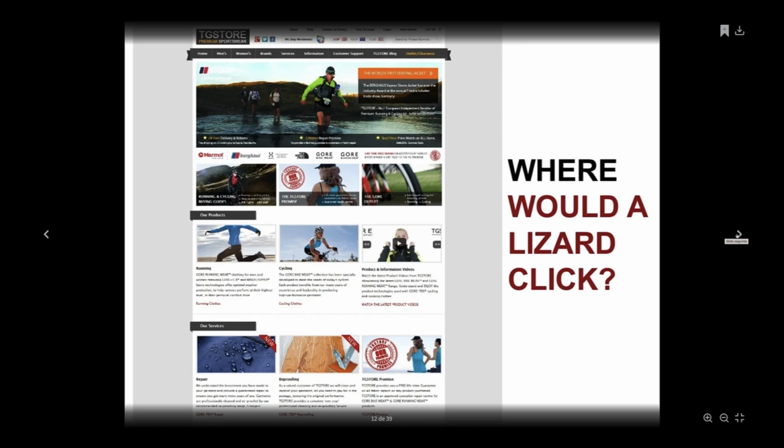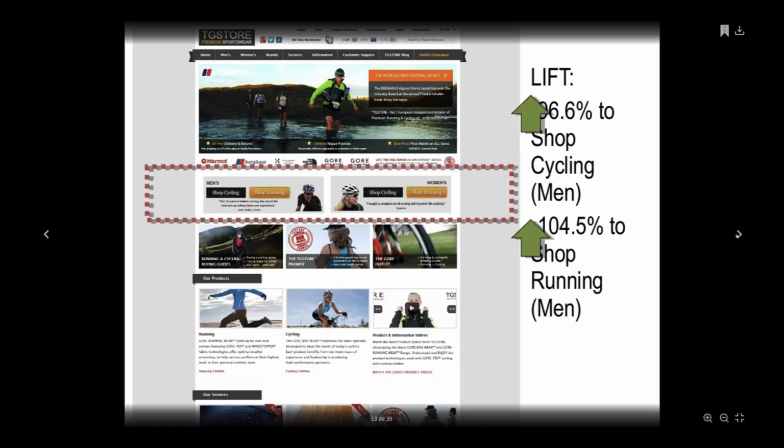So think about what you might do here. Here is what we did. We simply added in these little categories to help that lizard brain zoom in on something and make sense of their main options, right? So what TG Store boils down to is, like a lot of e-commerce clothing and apparel sites, men versus women at the time, at least.